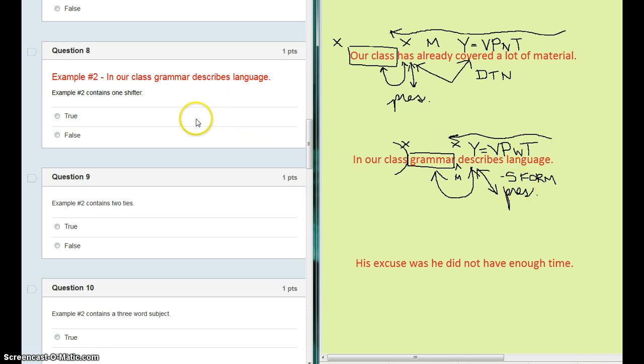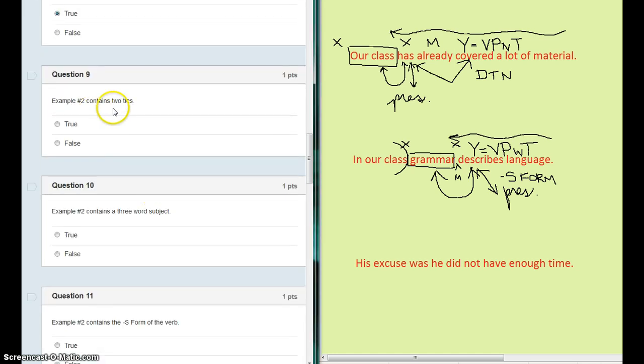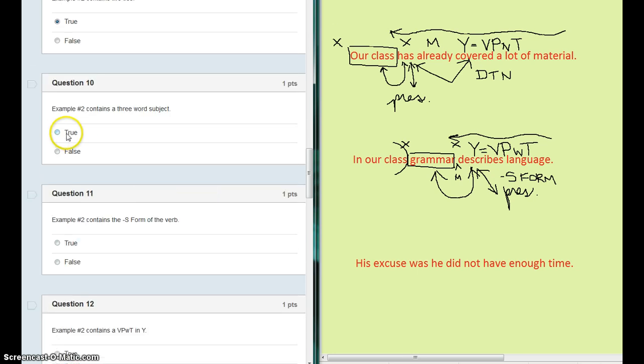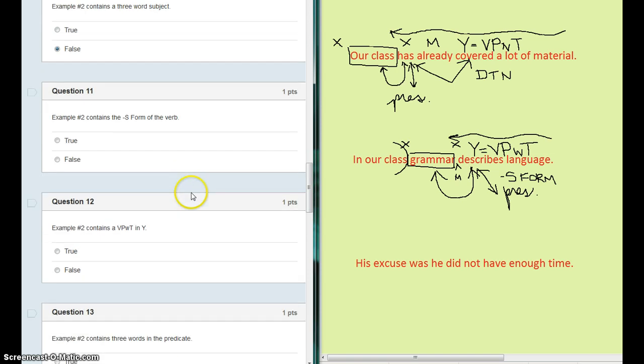Let's take a look at our questions. Number 8. Example 2 contains one shifter. True. Example 2 contains two ties. True. Example 2 contains a three-word subject. False. Example 2 contains the S form of the verb. True.